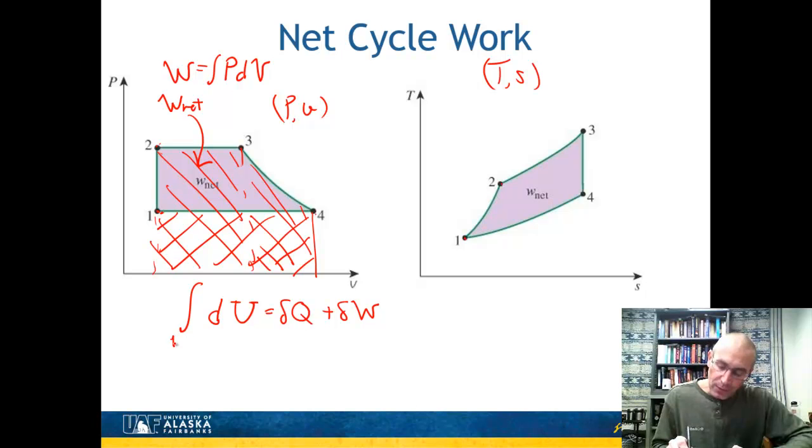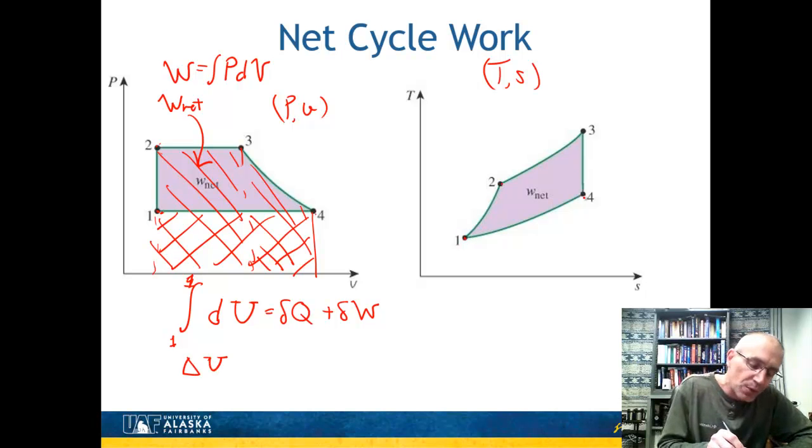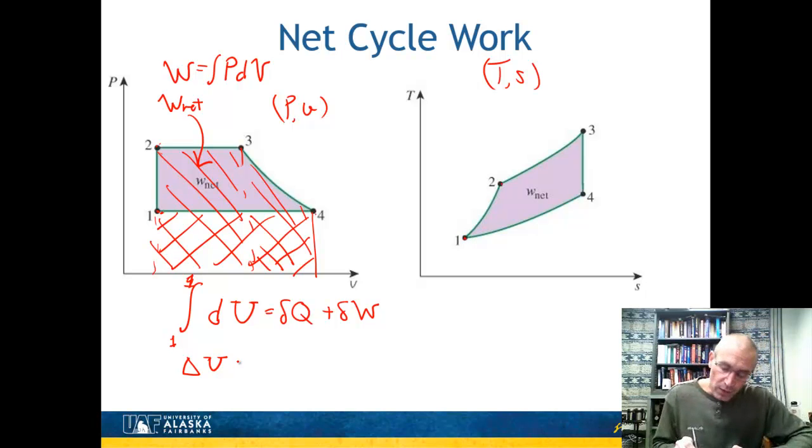I'm going to integrate from point 1 all the way back to 1 again. So I'm going 1 to 2 to 3 to 4, integrating over that whole cycle. That's going to be the total change in internal energy going from 1 to 2 to 3 to 4 and back to 1 again. Well, it's at the same state, so that's going to be equal to 0.